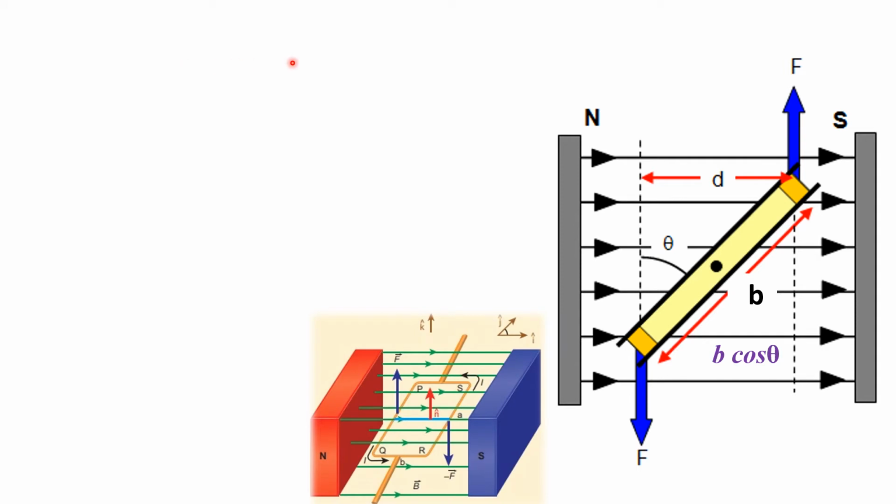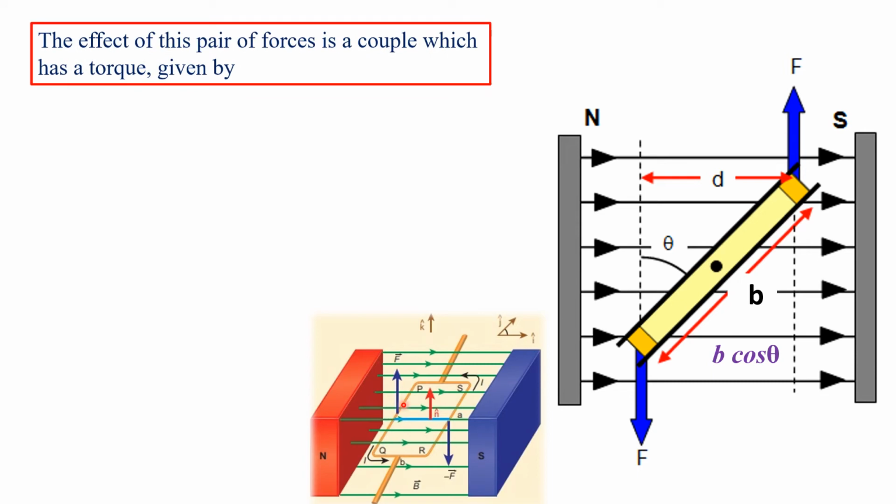The effect of this pair of forces is a couple which has a torque given by torque equals to force into moment arm. On sides PQ and RS there are two forces that are opposite in direction and forming a couple, and due to this couple we have a torque on this rectangular coil which will rotate this rectangular coil. But we have PS side and QR side of the rectangular coil, and on these sides forces do not generate any torque. So torque is only due to the couple on PQ and RS sides.